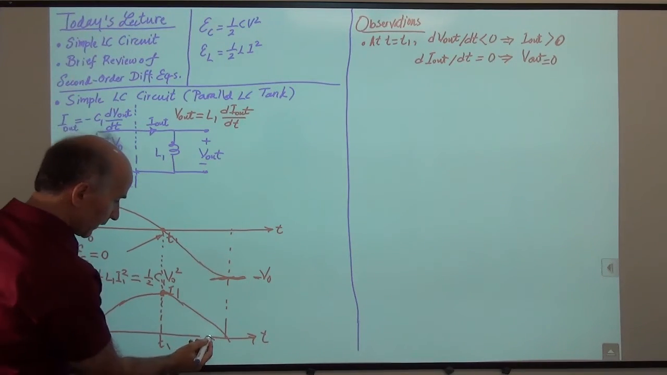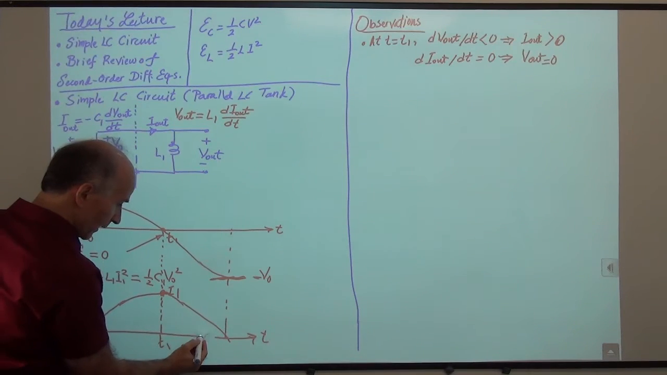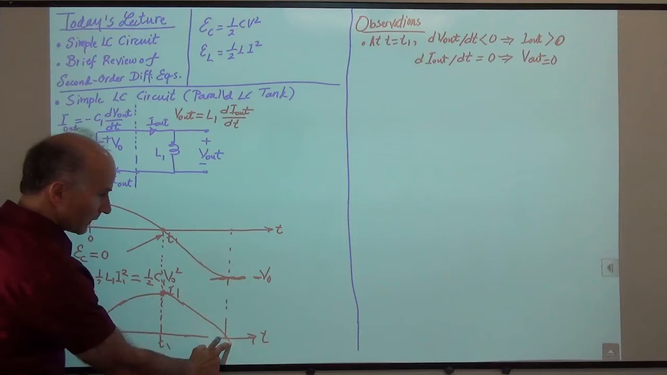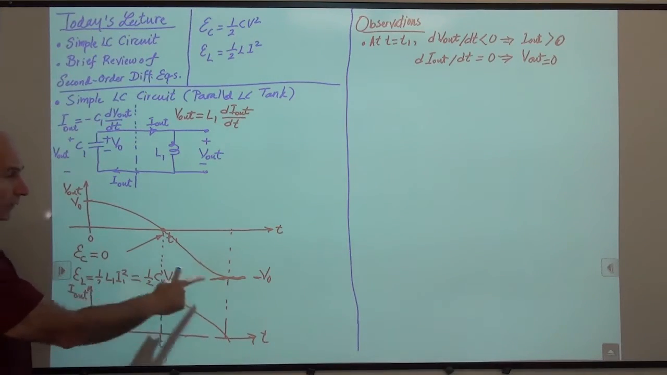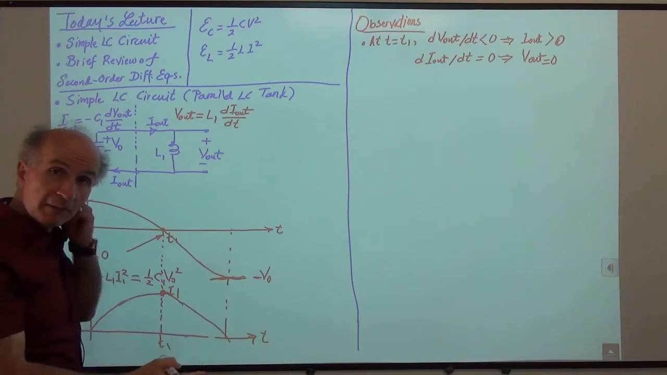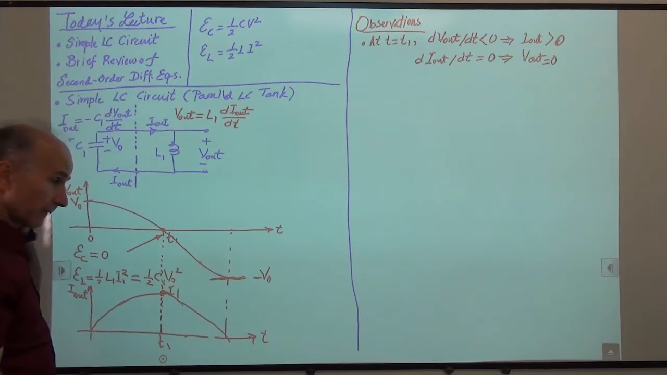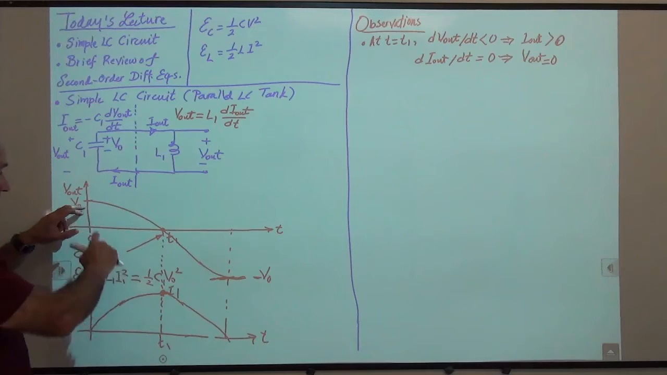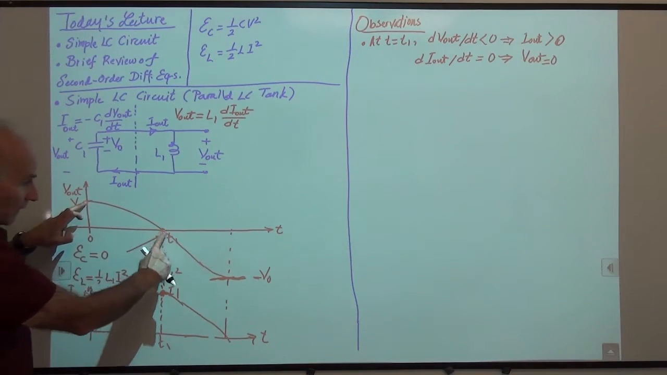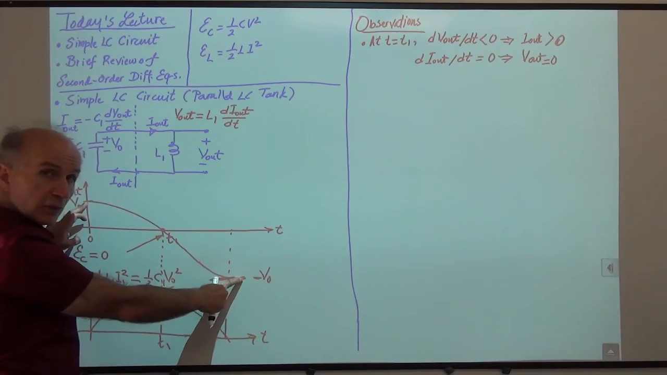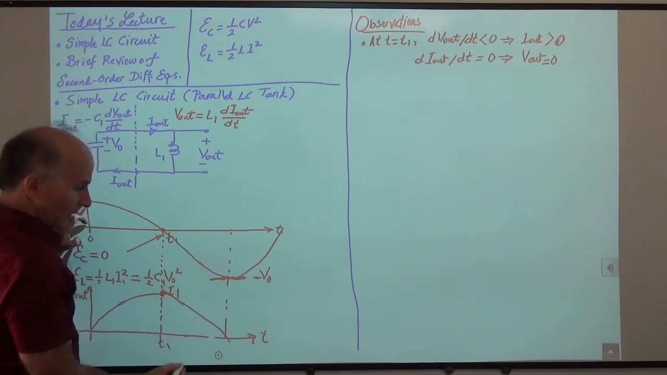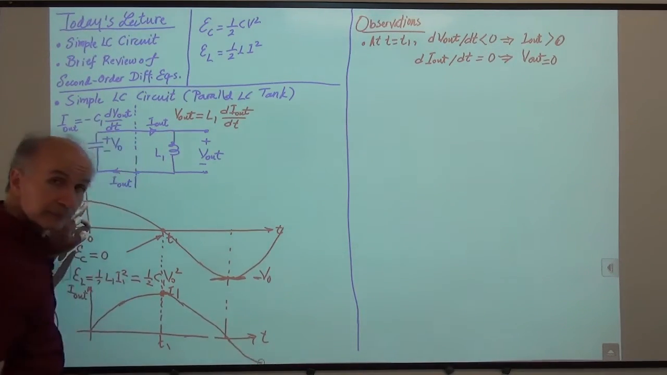Okay, so we see that I out goes to 0, and V out goes to its maximum negative value, minus V0. What happens then? Well, you can see a sort of symmetry between this behavior and this behavior, right? So it should repeat. So now this voltage should go back towards 0. This current should go negative.